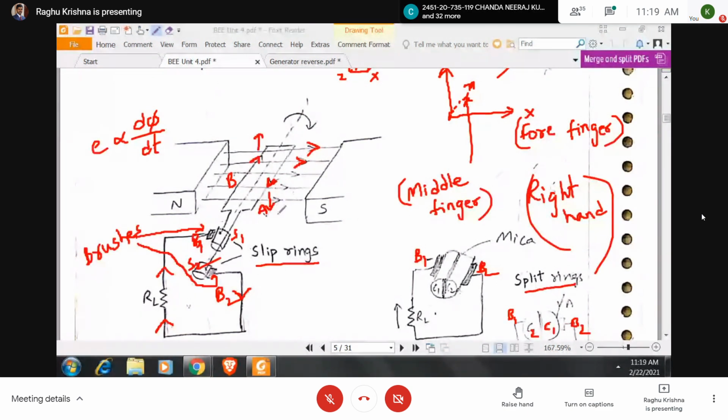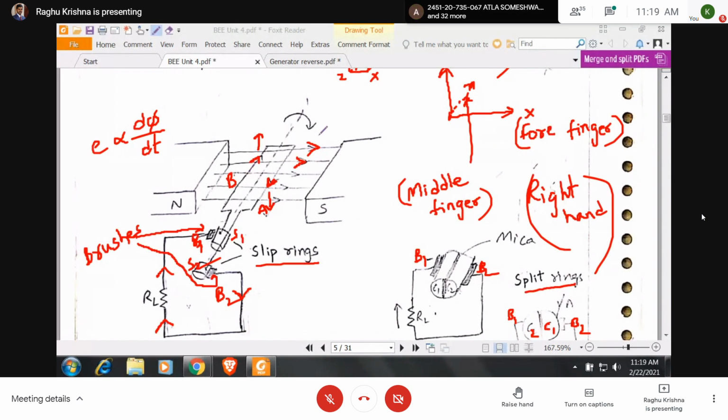Now when the coil is rotated in the clockwise direction, what will be the direction of the conductor B? It will be moving up. And what about the conductor A? It will be moving down. According to Faraday's laws of electromagnetic induction, when a conductor cuts the magnetic field, an EMF is induced in the conductor. The direction of the induced EMF is obtained by Fleming's right-hand rule.